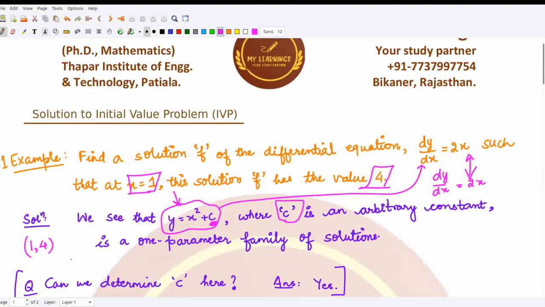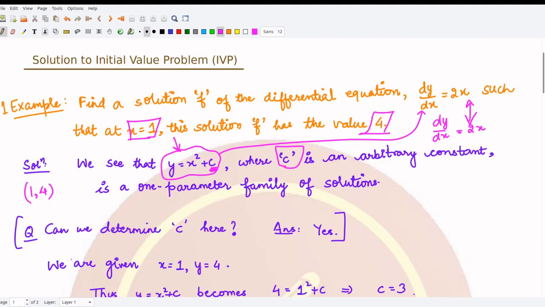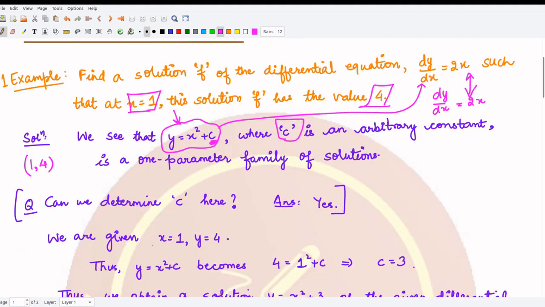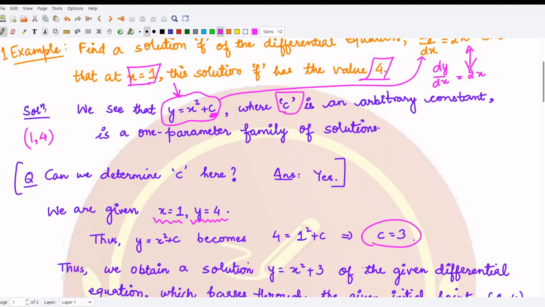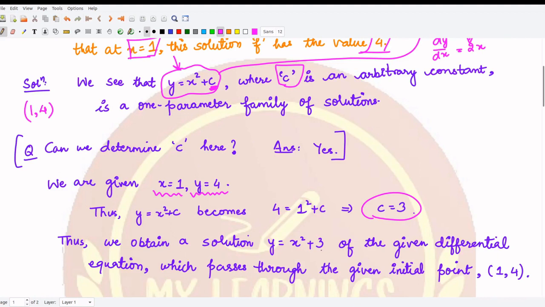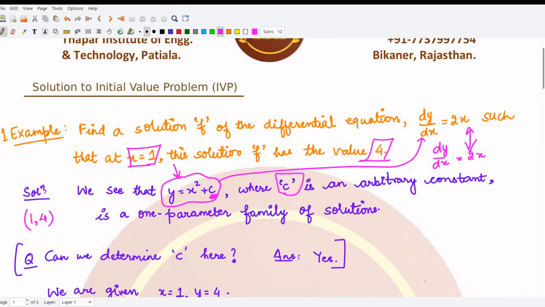So let's calculate the value of c. That's very easy. We can substitute the value of x is equal to 1 and y is equal to 4 here, so that c comes out to be equal to 3. Hence you obtain the value of c as 3. Hence y is equal to x square plus 3 becomes the solution of the differential equation, which passes through the initial point 1, 4, correct? Okay, moving forward on to another problem.